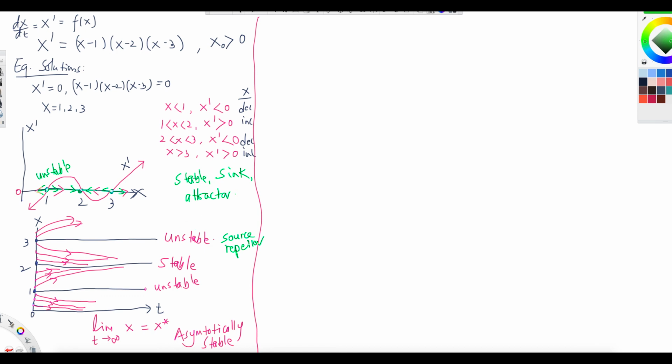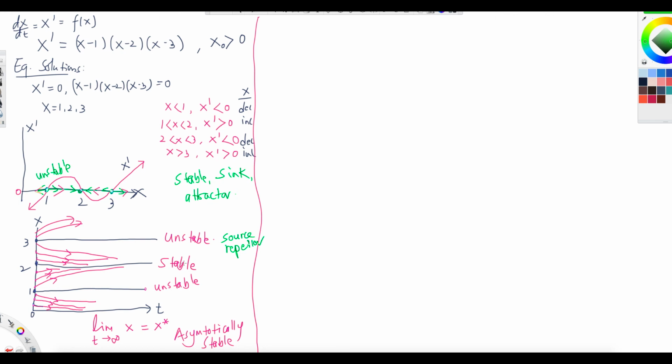Okay, and then the stable is called sink or attractor. Unstable is called source or repeller. All right, guys. So this is how we find out, or we check. We find out the equilibrium point, and then we draw the phase diagram, and we decide whether it is stable or unstable. Let us do a couple more examples from the book.